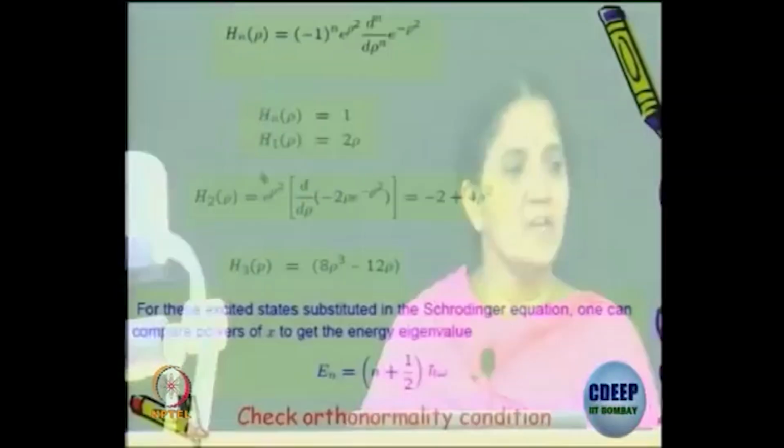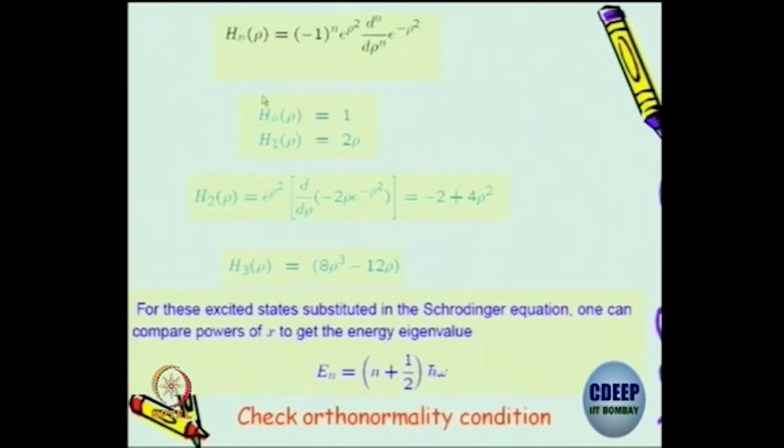There's one thing I have not done here. Just like in a particle in a box, I want you to check the orthonormality condition for the wave functions, where the orthonormality of Hn of rho will play a crucial role. This Hn of rho, even though I have not really specified it, is called Hermite polynomials in the literature. So please check the orthonormality condition.